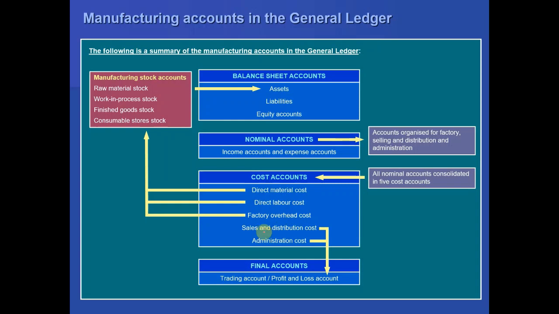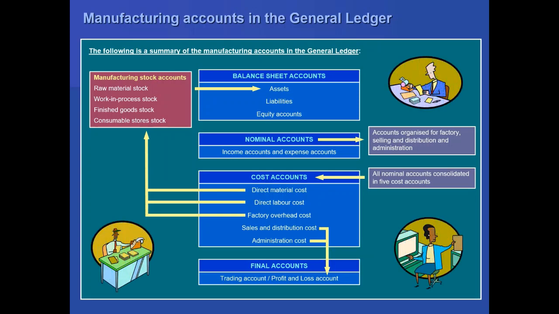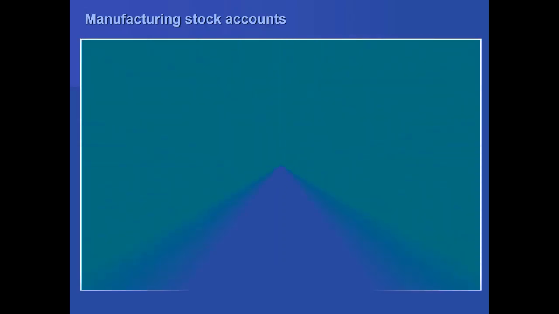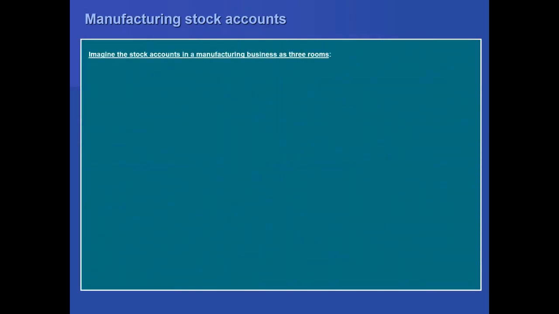And then we have our sales and distribution costs as well as administration cost accounts that are transferred to the final accounts section. So in general, the process is moving from nominal accounts to cost accounts, and from cost accounts to balance sheet accounts or final accounts, depending on which accounts are involved. So with that said, let's focus on the manufacturing stock accounts.